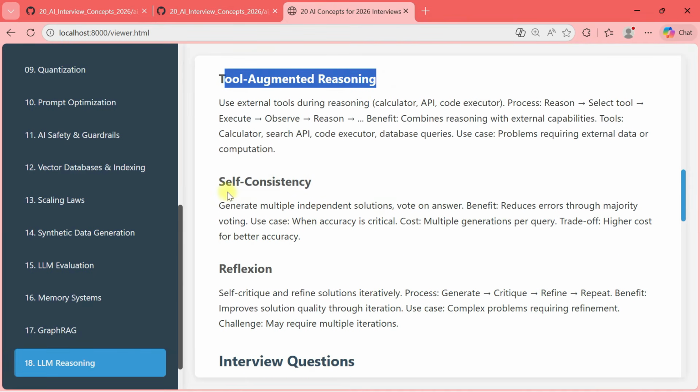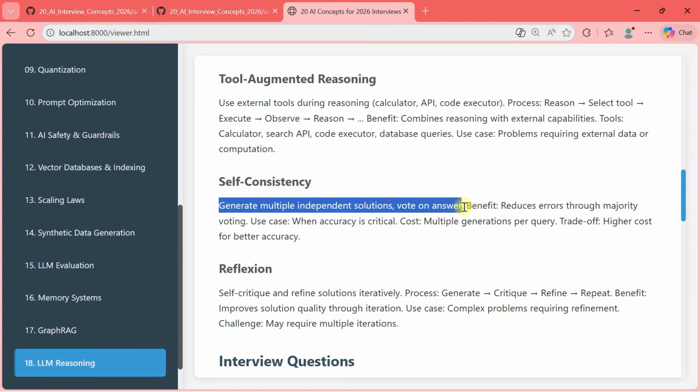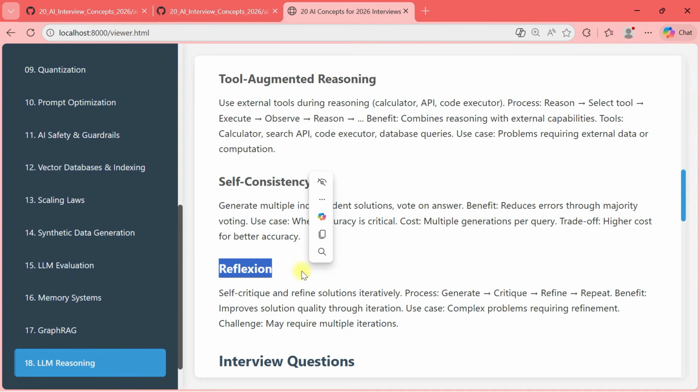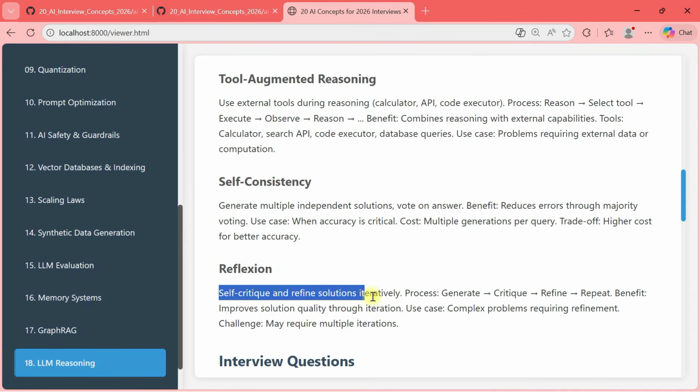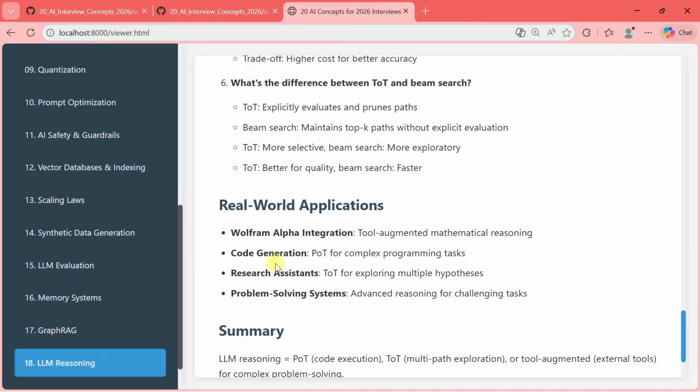Self consistency is another way of working with LLMs, where you say generate multiple independent solutions, vote on one answer. This is one way you work. And then reflection is basically you ask the LLM to check its answer. So self critique and refine the solution iteratively. So you will ask the LLM to generate, then critique, then refine, then repeat, okay. So the LLM will generate, then critique its own answer, and then refine and give you the better answer. This is another way. This is called reflection. Some interview questions here, guys.